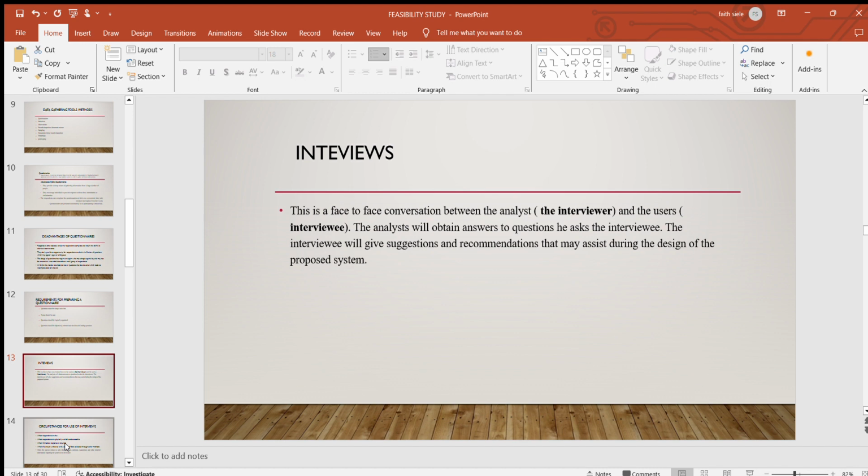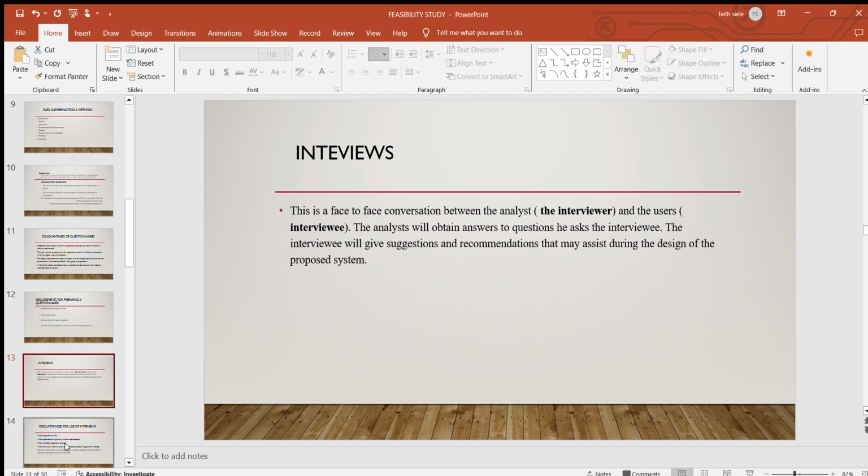So there are also circumstances which may lead to the use of interviews. It may be used when you need to gather detailed information on a specific topic, or even explore complex issues such as conducting research on sensitive topics, understanding customer needs, or even evaluating employee performance. So those are some of the circumstances which may lead to the use of interviews.